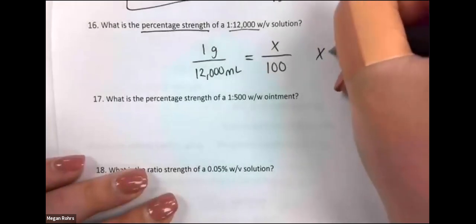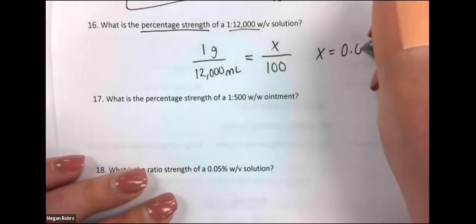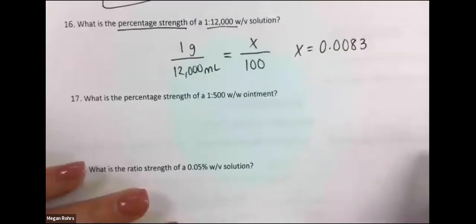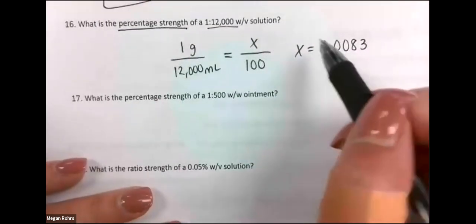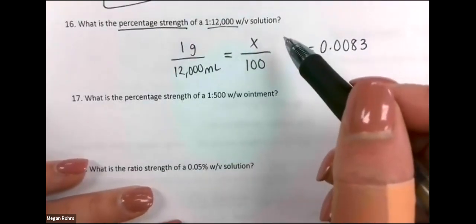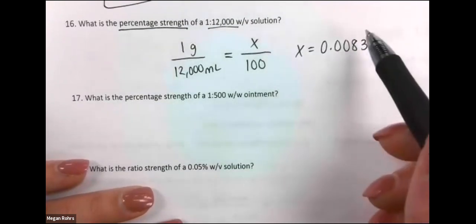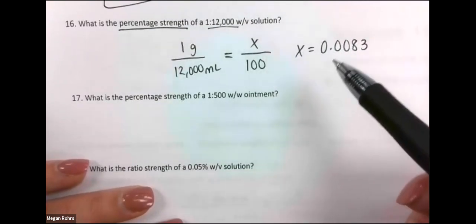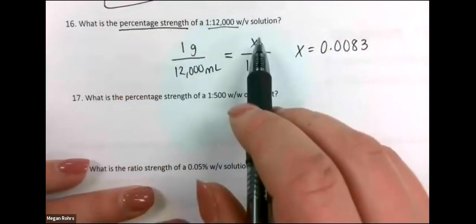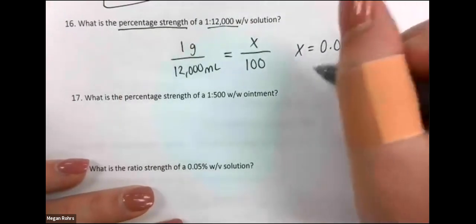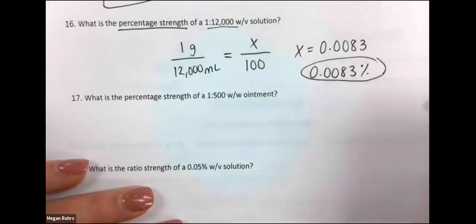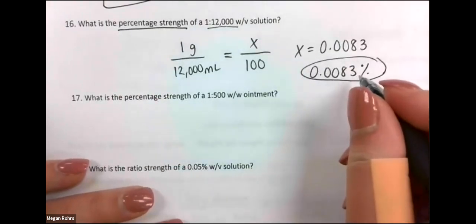So cross multiply, we have 100, and we're going to divide that by 12,000. That gives me a very small number, 0.0083. Now, that number is my percentage, okay? Another common mistake is when people see a decimal here, they want to change that into a percent. You do not have to do that because that X in percentage strength, that X is your percent. So all you have to do is just add a percentage sign on the end of that, okay?